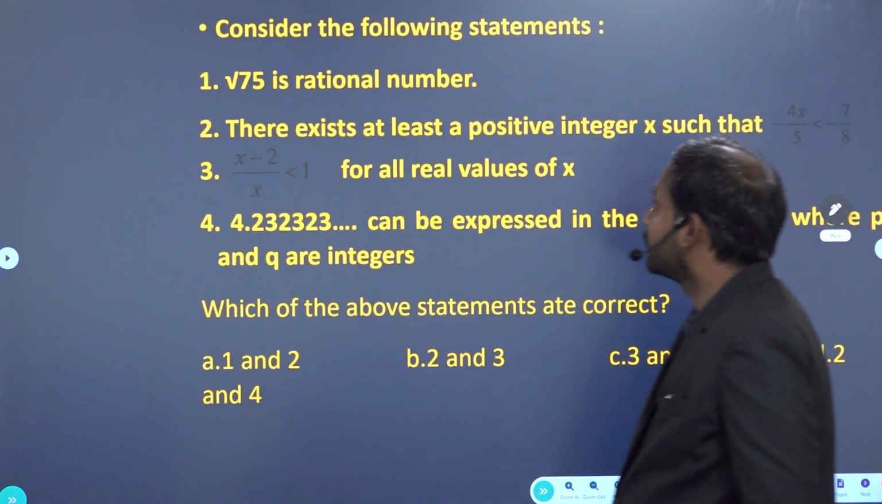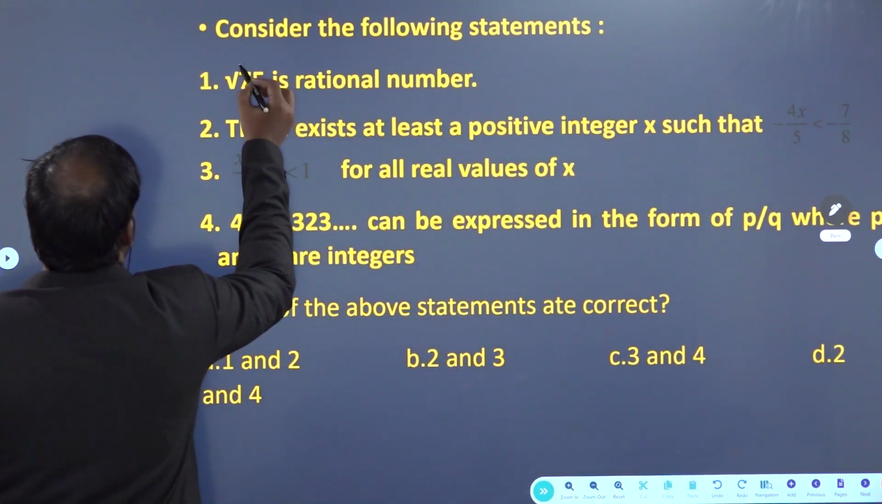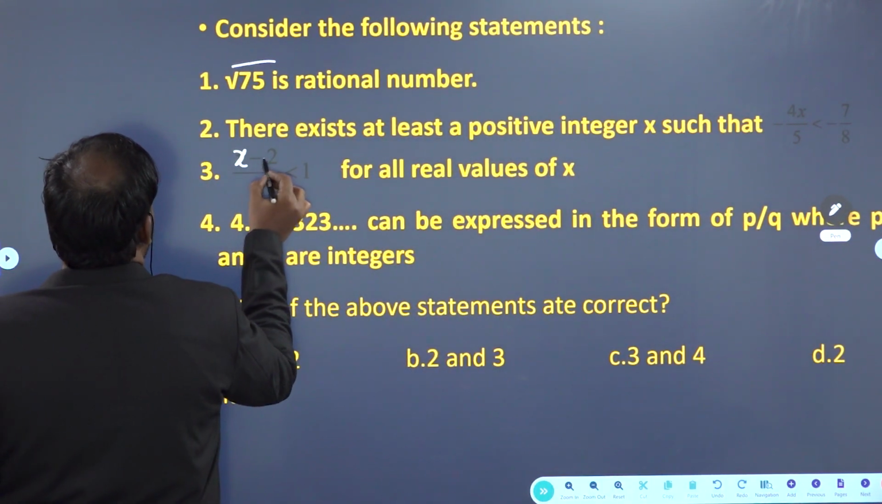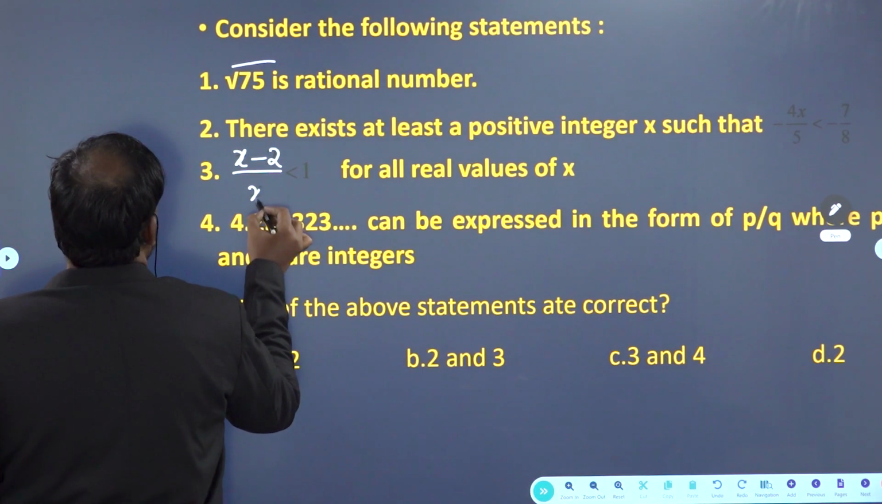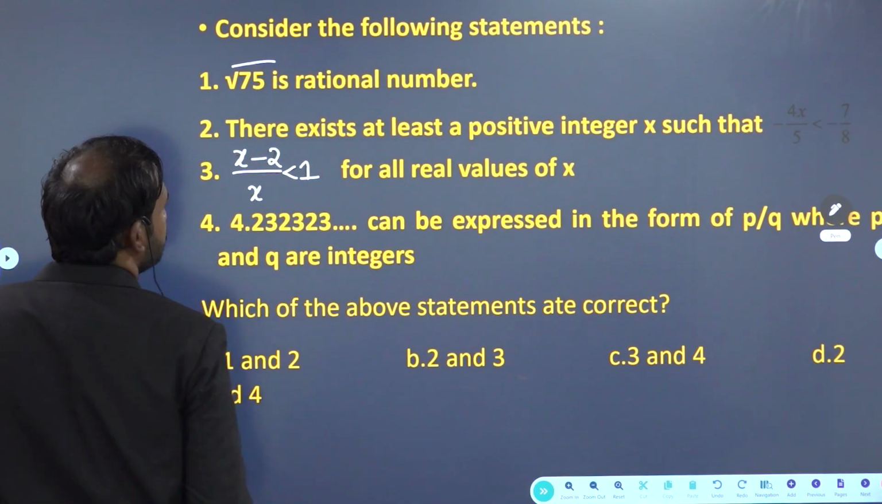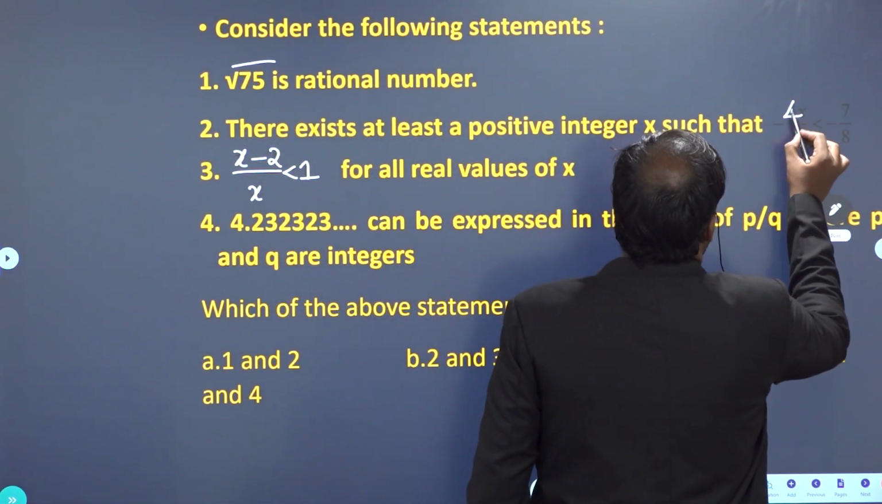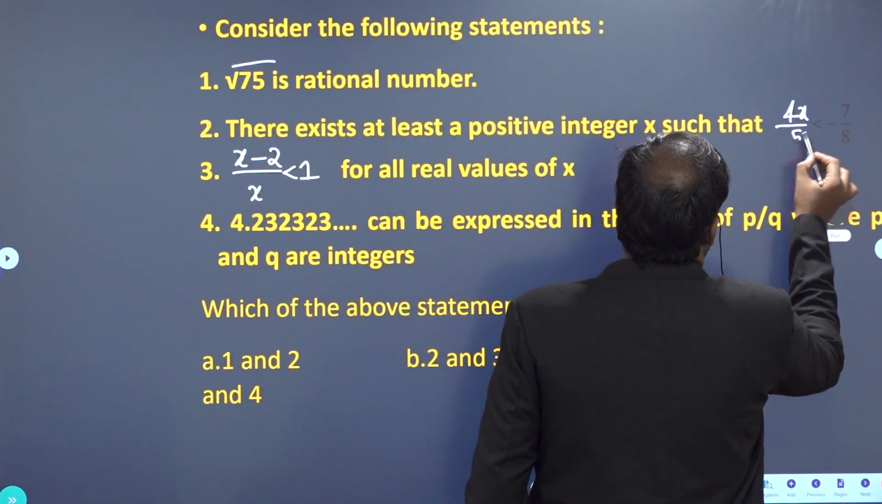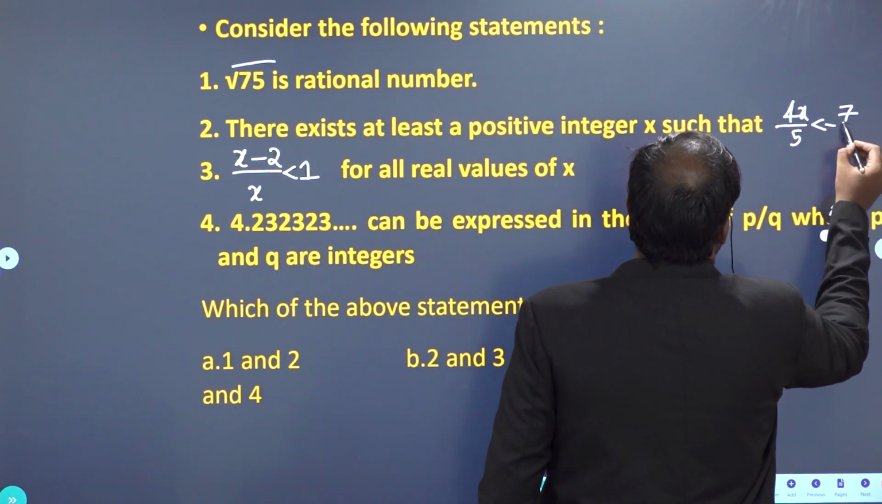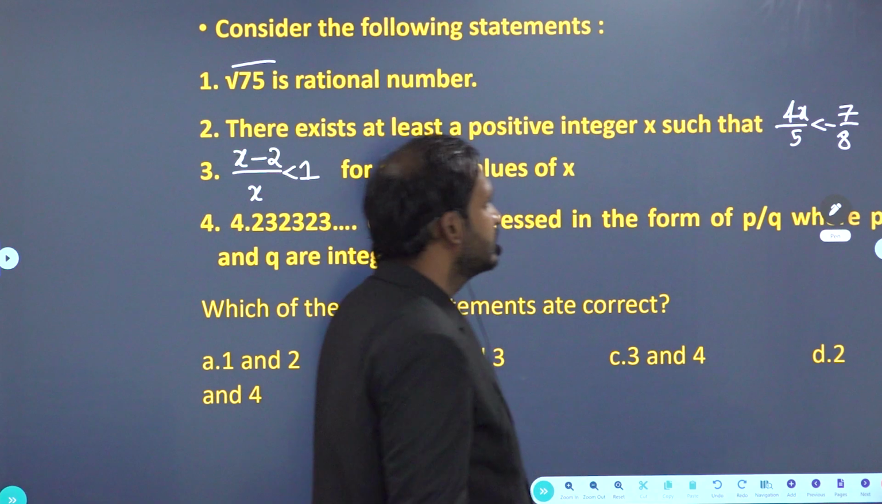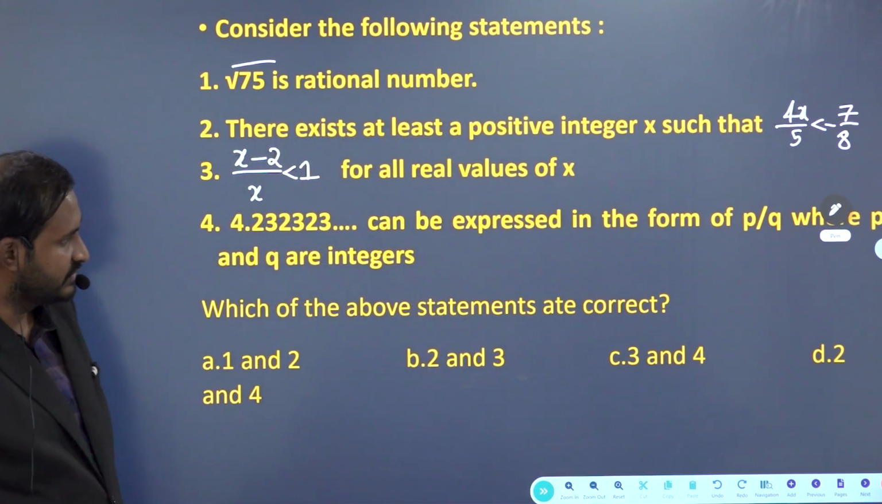Next one. See here, students, actually this is root 75 and this is (x minus 2) by x is less than 1. Okay. And here I have 4x by 5 is less than minus 7 by 8. These are the values which we have here.